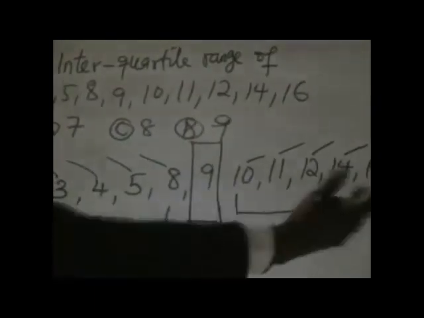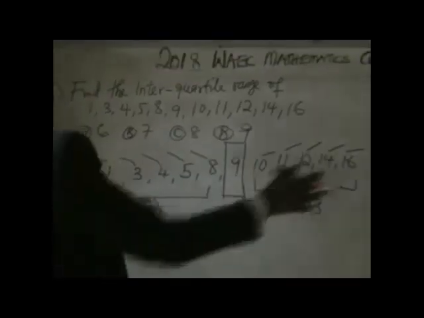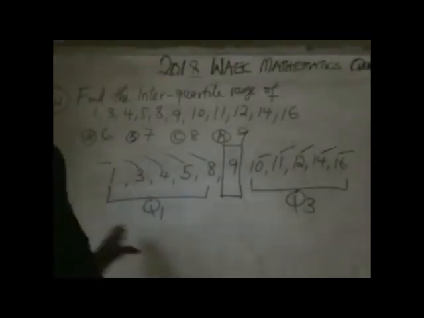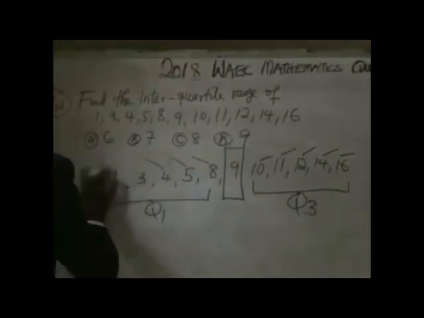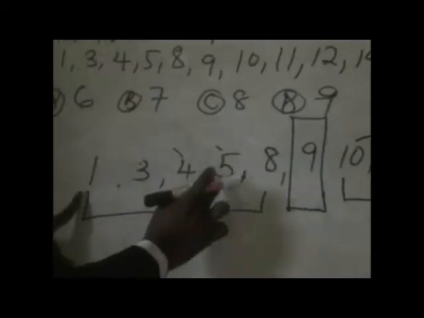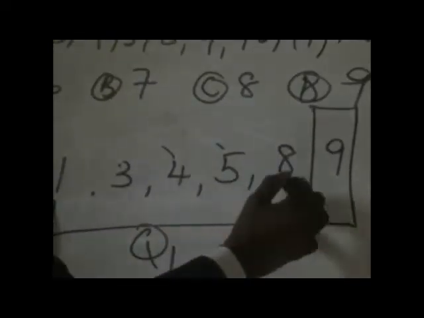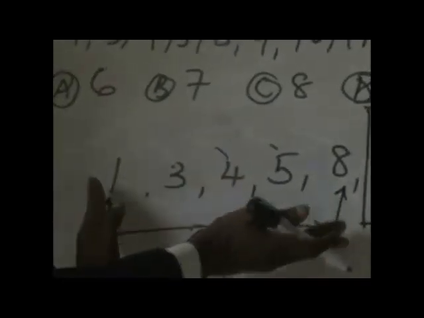Alright? Since you have gotten the median, this median is separating it into Q3 and Q1. So what you did to the distribution, you are going to do to the set of Q1 and to the set of Q3. Alright? So what to do now? What I'm having here is 1, 3, 4, 5, 8. Alright? 1, 3, 4, 5, 8. Now we are going to find the median of only these parts.